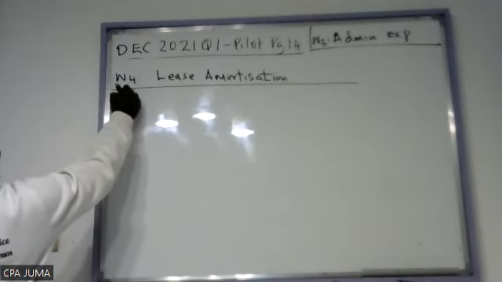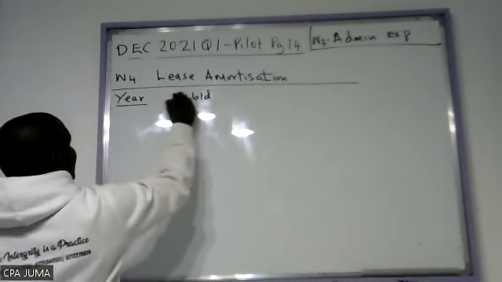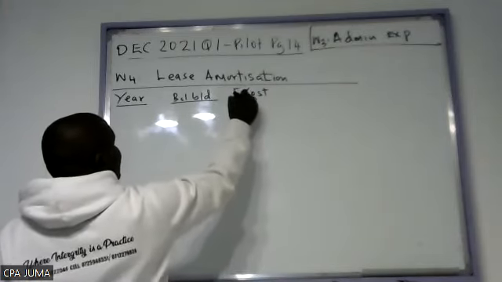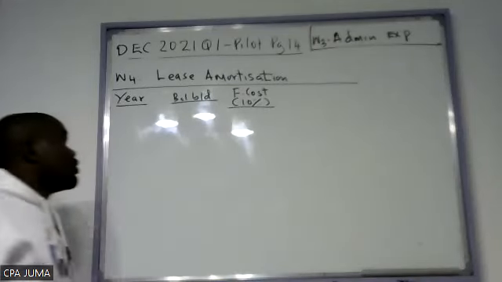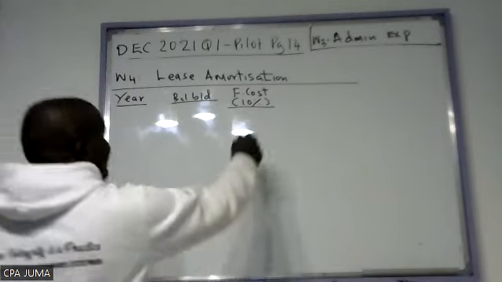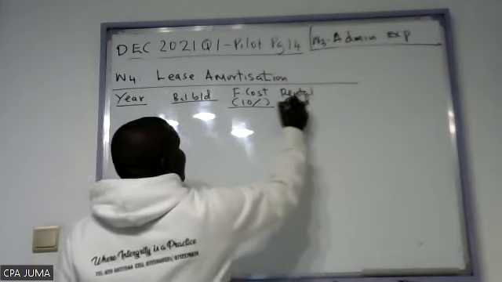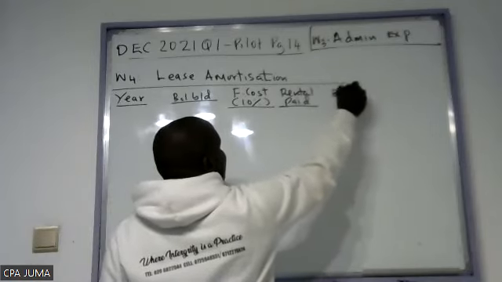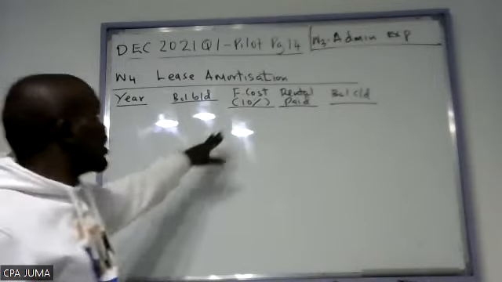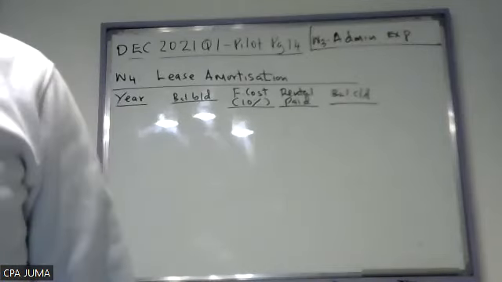So you say here, balance brought down. Then finance cost. They said the interest rate was 10%. Then rental paid, then you get balance carried down. Have that before I do finance cost, because the interest on lease will affect our finance cost. So that is why I have to do that.